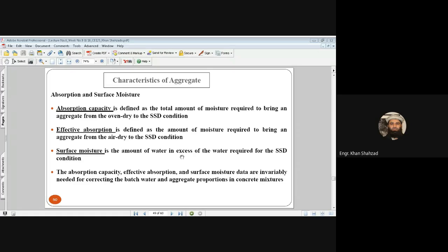Remember this. You will use this. Once we calculate the weight or the volume of this water, then we can subtract it from the total amount of water required for the water cement ratio, or required for the concrete mixing.